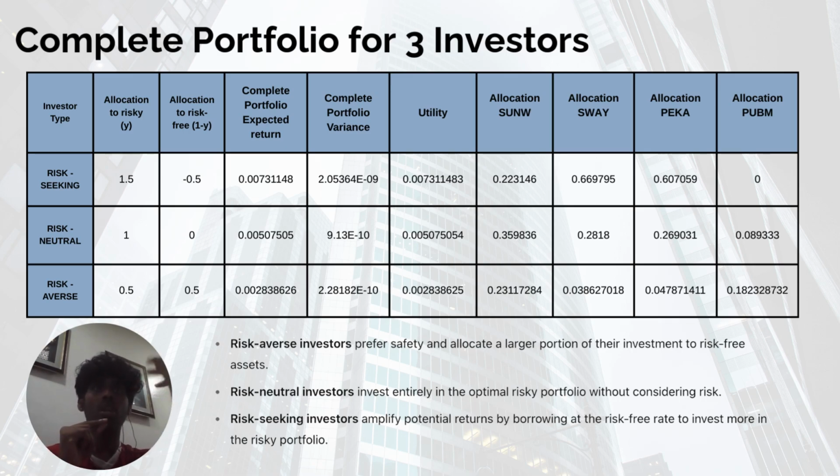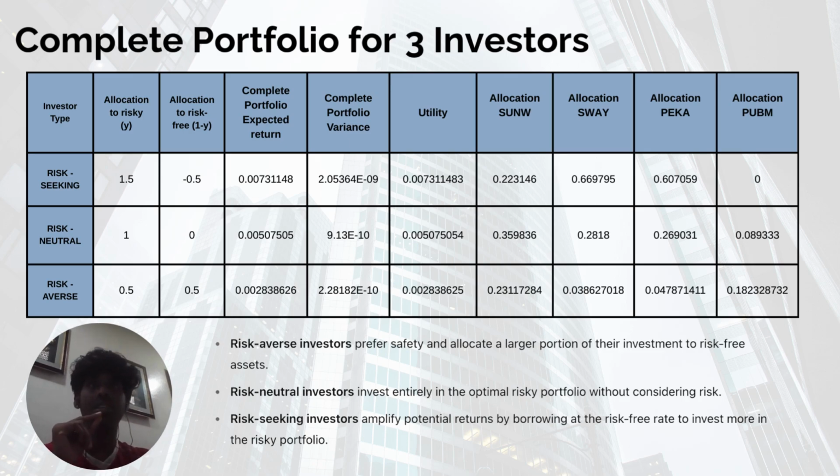So let's begin with the column at the left, where we show the allocation to the risky asset, denoted as y, followed by the allocation to the risk-free asset, which is denoted as 1 minus y. Based on these allocations, we can also calculate multiple metrics like the complete portfolio expected return, variance, and utility value from all this return and risk, which reflects investor satisfaction given their risk preferences.